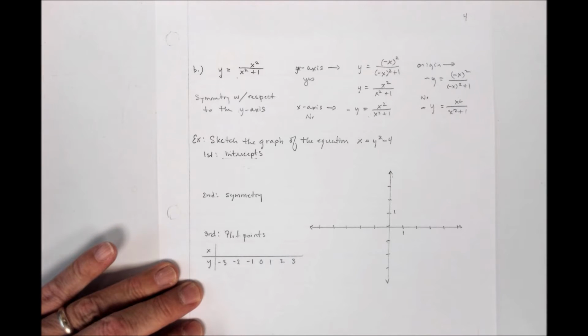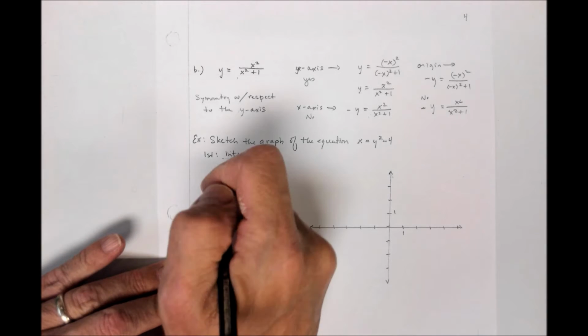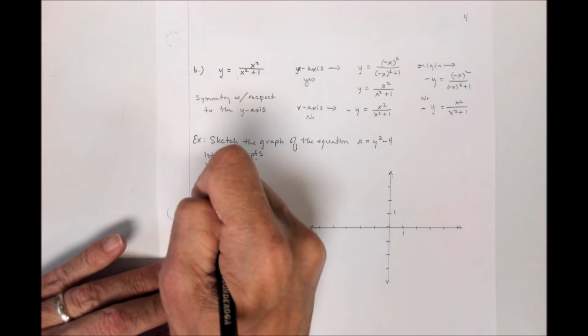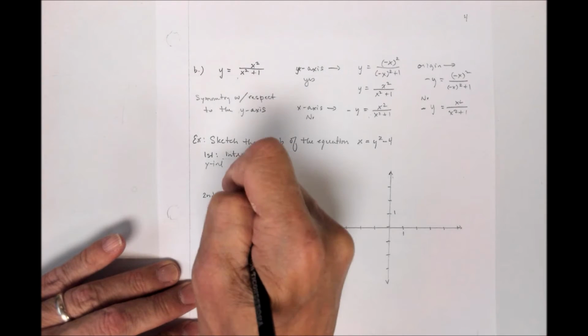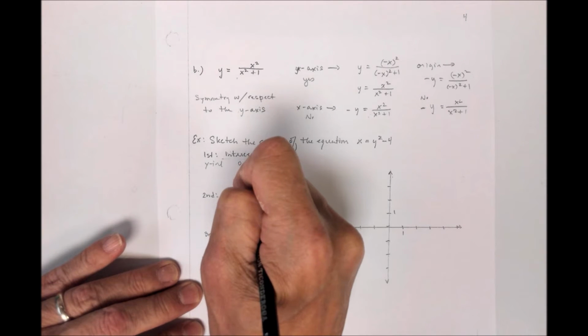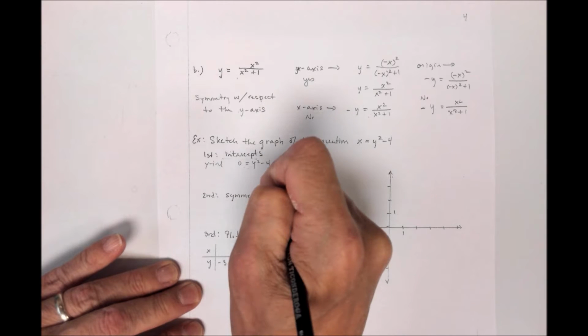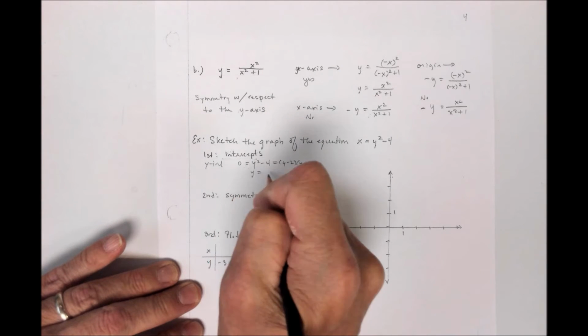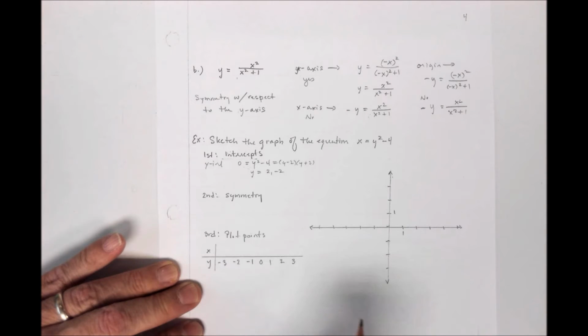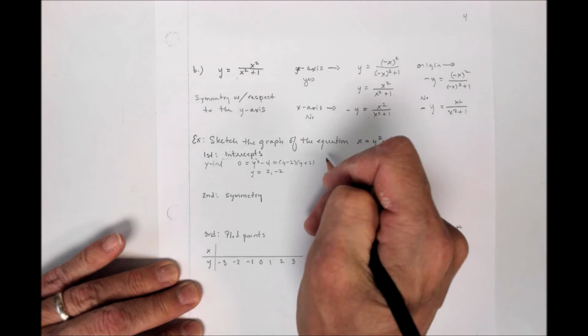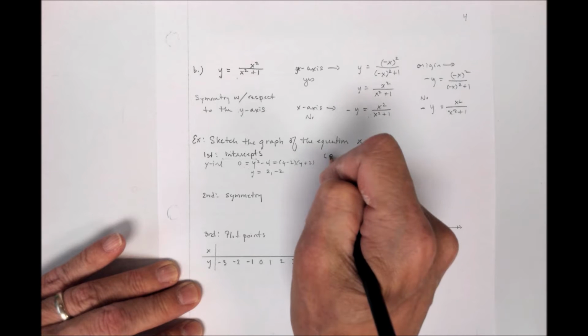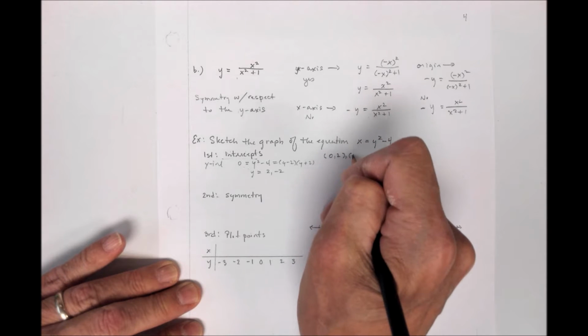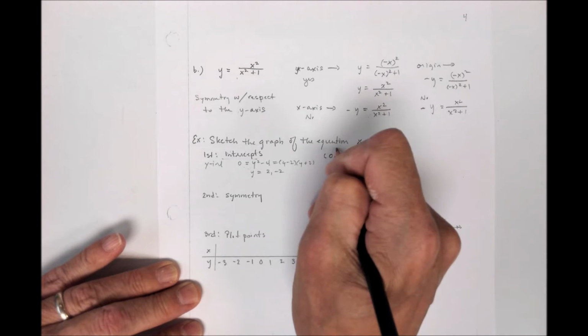As you can see, I've already got the t-chart set up here. For y-intercepts, if I set x equal to 0, I get y squared minus 4, which is y minus 2 times y plus 2. So I'm going to get y equals 2 and negative 2. So yeah, I have two y-intercepts. My y-intercepts are at (0, 2) and (0, negative 2).